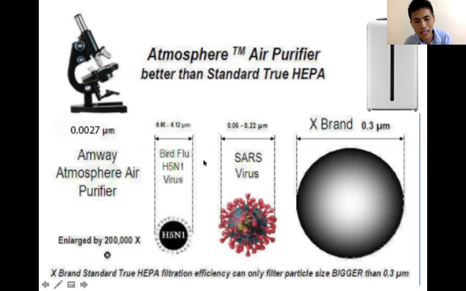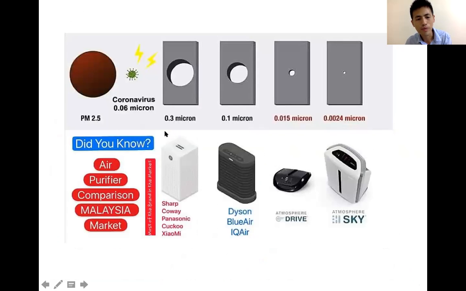Because when we look at the size, this is the SARS virus, 0.06. This is the H1N1 virus, 0.06. So this size is smaller than 0.06. So I show you a better comparison. The ordinary HEPA filter in the market. This is the ordinary brand, and some brands they are better. Their filter is 0.1 micron. So these are the three models, but Atmosphere Sky is much smaller than the ordinary size. So as you can see here, coronavirus is smaller than these two here. So these two are unable to remove coronavirus.